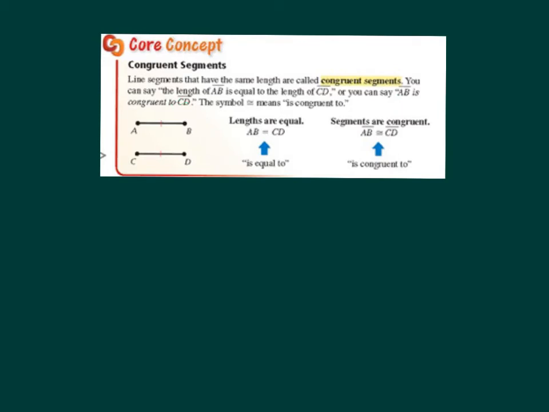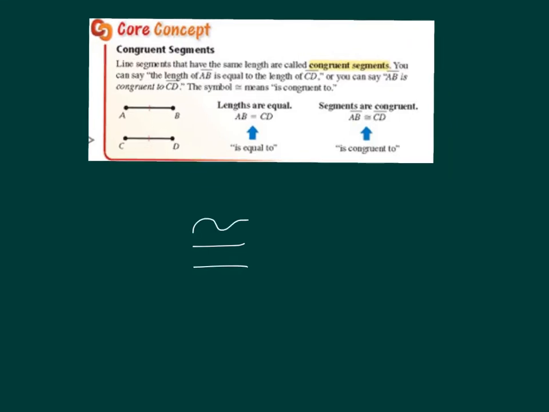Now the symbol that we use is this symbol right here. It's 2 lines with a squiggly mark on top of it, okay? So if we're going to use the equal sign, where it says the lengths are equal, so if we said that the distance from A to B is equal to the distance from C to D, we'd use the equal sign, is equal to. Now if we're talking just about the segment, so if we're just talking about segment AB and segment CD, we would say segment AB is congruent to segment CD, is congruent to.